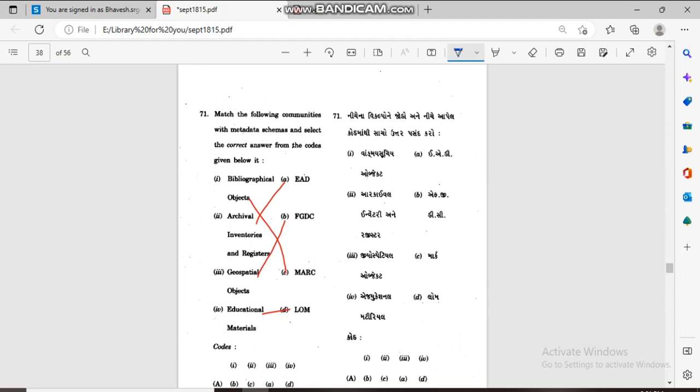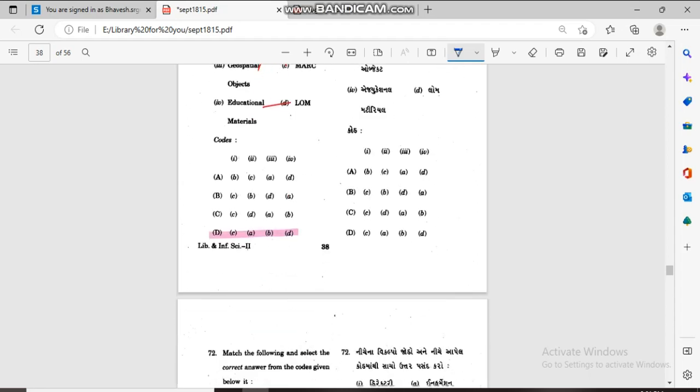Match the following, communication with metadata scheme. The bibliographical object is related with MARC metadata. Archival inventories and registers with EAD. Geospatial objects with FGDC. Educational materials with LOM.